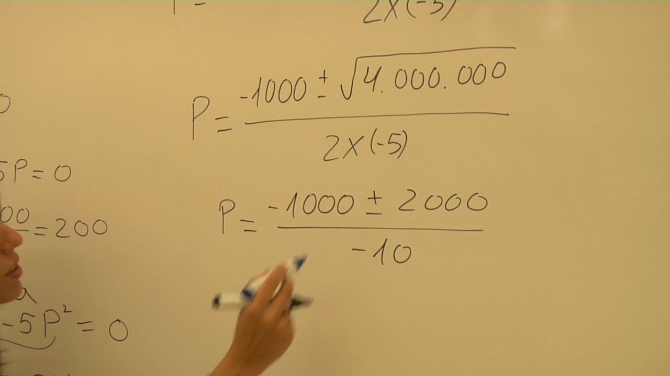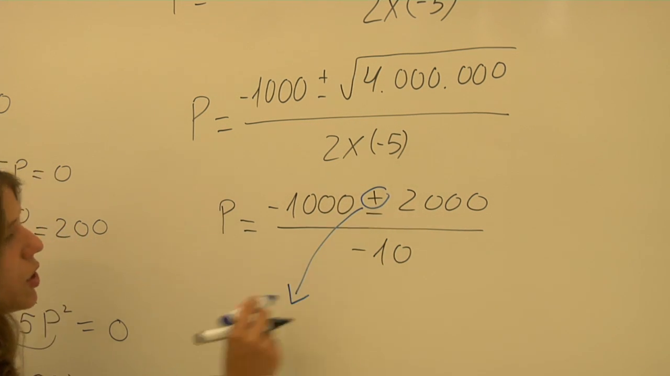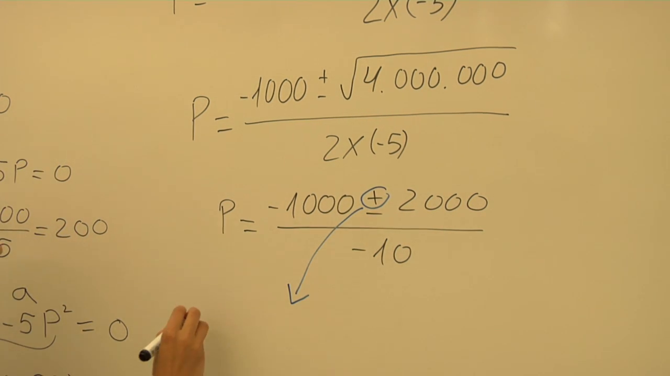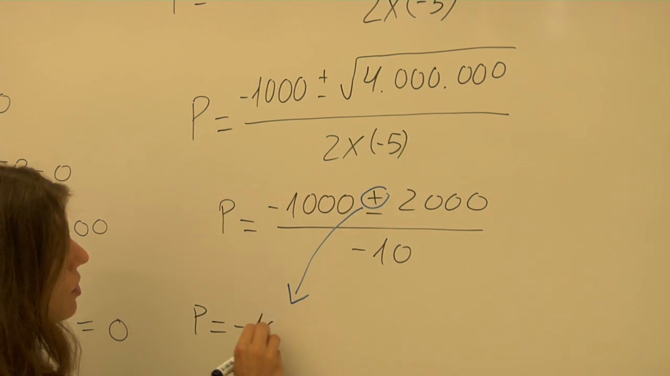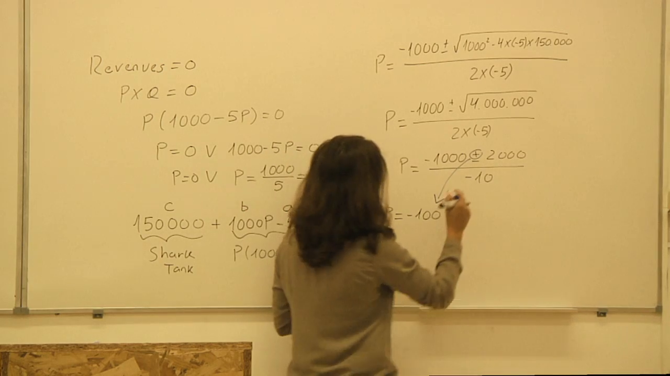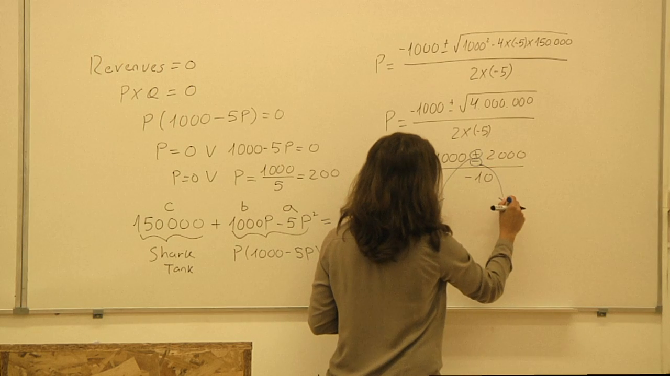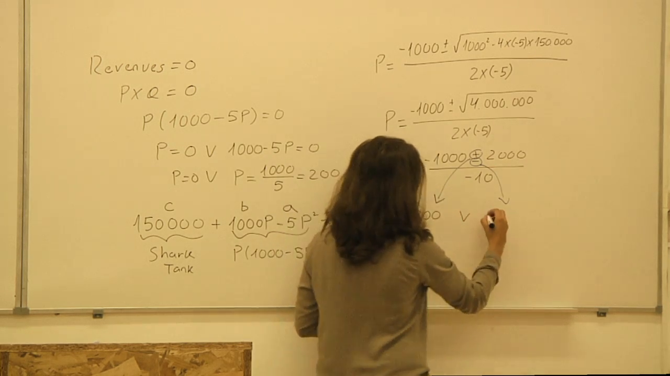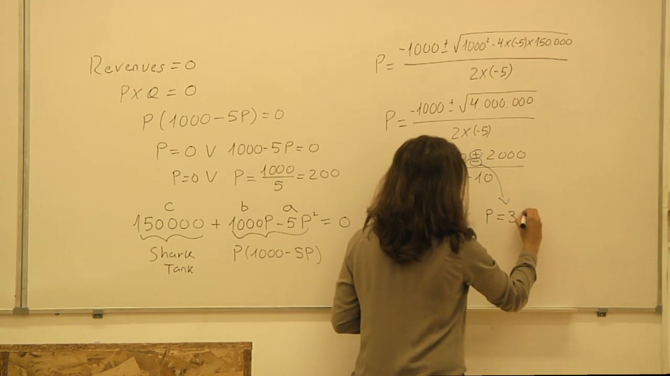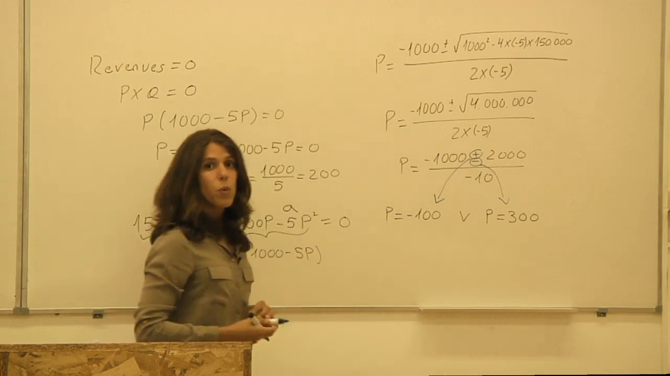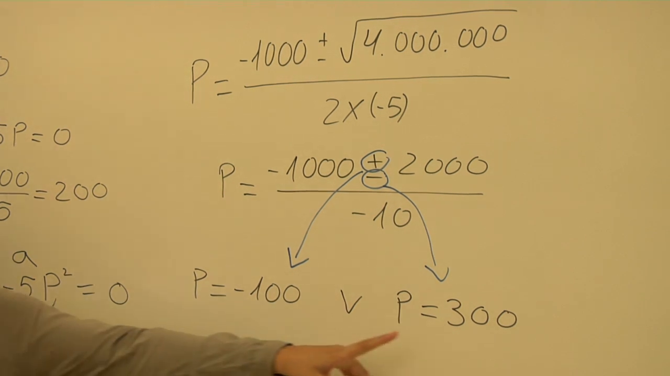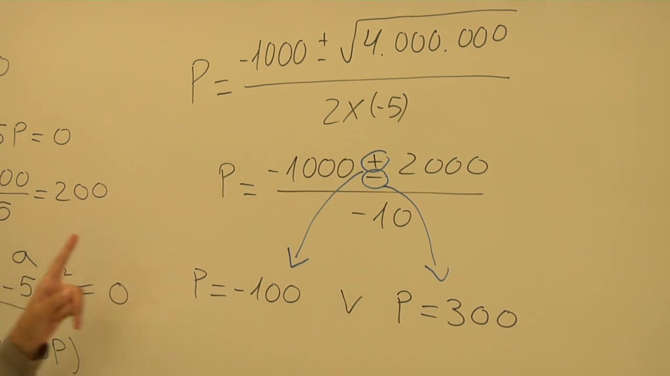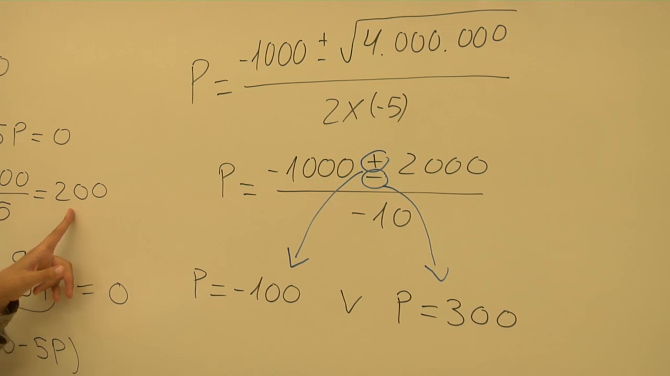So if you use the plus sign, you will get as one of the solutions that P is equal to minus 100, and if you use the minus sign, you will get as the other solution P equals 300. So we conclude that with the boost of Shark Tank, now you can increase your price up to 300 instead of the previous 200 in your surfboard.